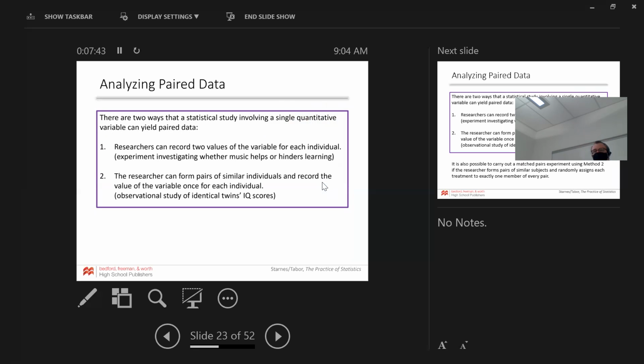These are both blocking measures. They're saying every individual gets the experiment and the treatment, or the researcher can form pairs of similar individuals. So you could take a pre-test on the arithmetic test and match the people up that had a similar pre-score, and then give them a different test where one gets music and the other doesn't. They're both blocking. In this slide, choice 1 is repeated measure, and choice 2 is matched pair.